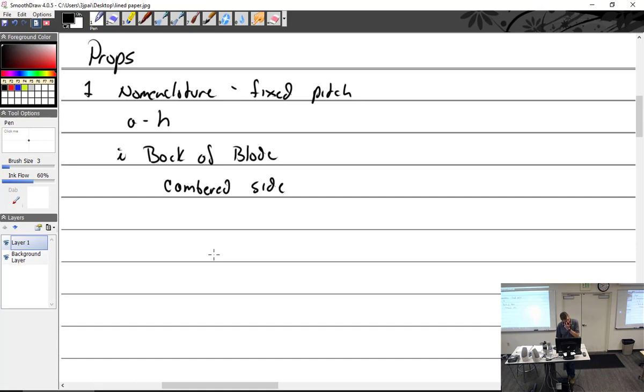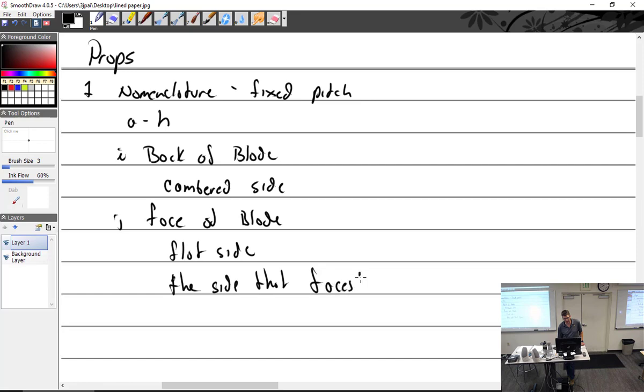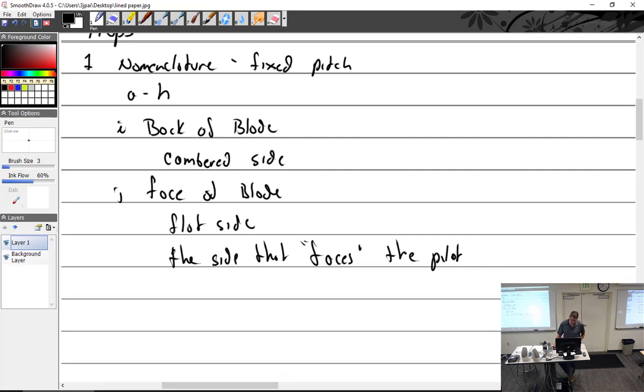Let's put something, well, this will make more sense. So then we have the face of blade. That is the flat side, or the side that faces the pilot, assuming it's a standard tractor type configuration with the engine out in front of you. That's the part that faces the pilot.